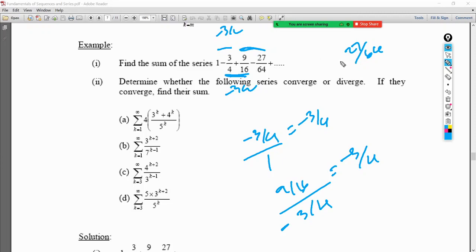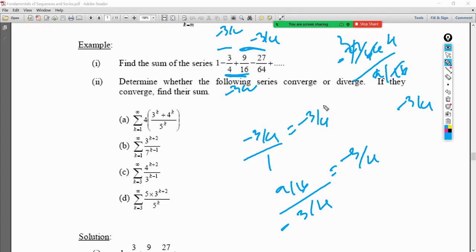This is minus, divided by 9 by 16: 9 over 9 and 64 over 16 gives 4, so minus 3 by 4. Yes, this is a geometric series. Now you have to check whether they ask you to find the sum. Sum means infinite, with dot dot dot at the end.